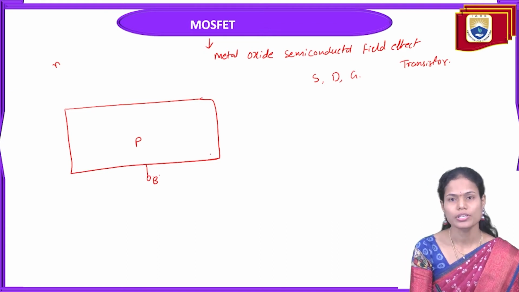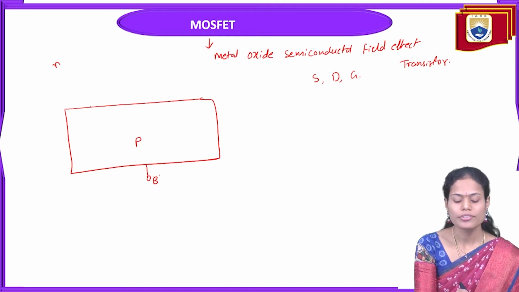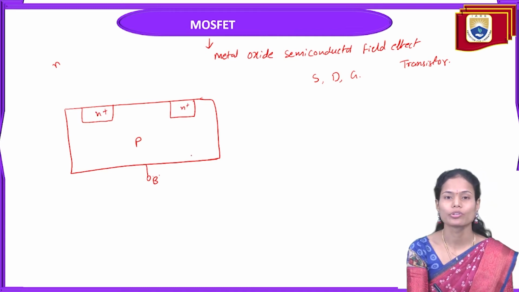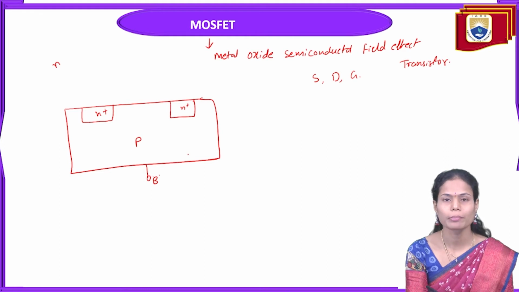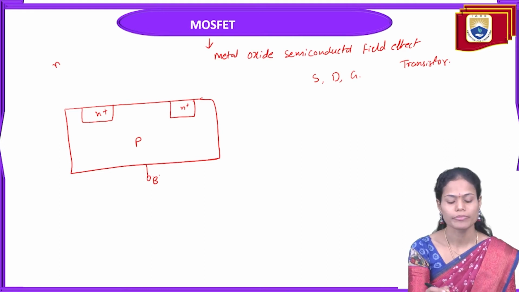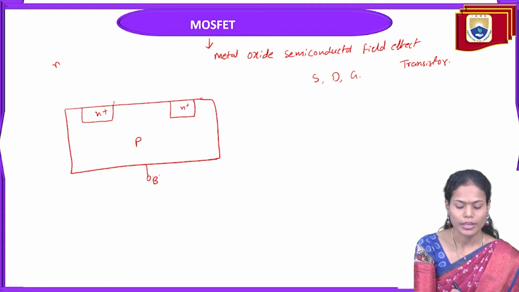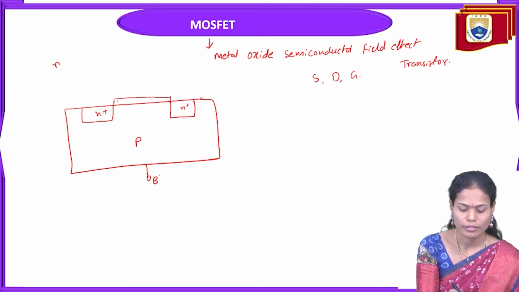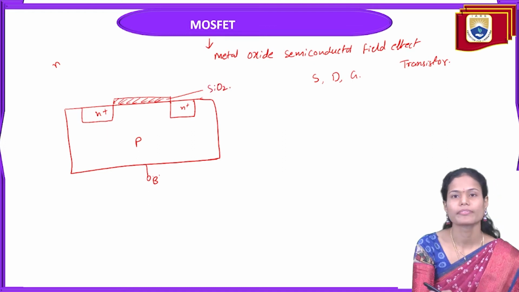So on this substrate, in order to create the source and the drain terminals, I am inserting some small pieces of N type material onto the P type substrate, that is nothing but the P type semiconductor material. And after this, I am placing a silicon dioxide layer here.